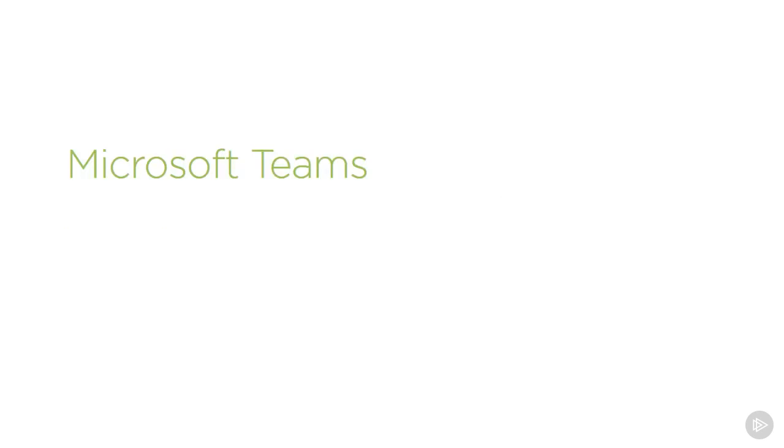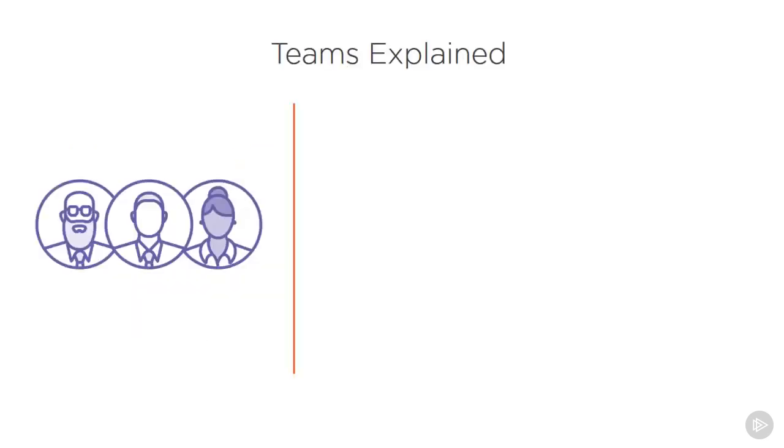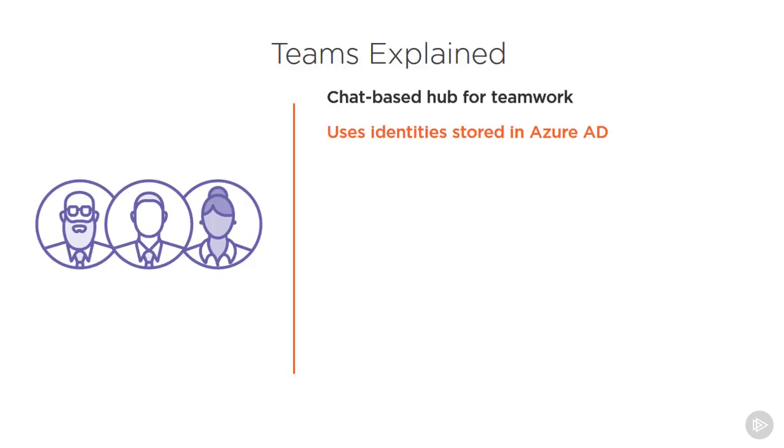Now, as I did in the very first module, I provided you a definition of the service, and I want to provide this as a refresher in the event that you stepped away from the course and now are coming back, just to make sure you understand what Teams are all about before we go into the details. Now let's talk about Teams and explain what some of the options are. Really, in a nutshell, it's a chat-based hub for teamwork. And the individuals within the organization that use Teams, their identities are stored in Azure Active Directory. So if you have any type of hybrid configuration, you're going to want to make sure that synchronization is taking place between on-prem and Office 365.